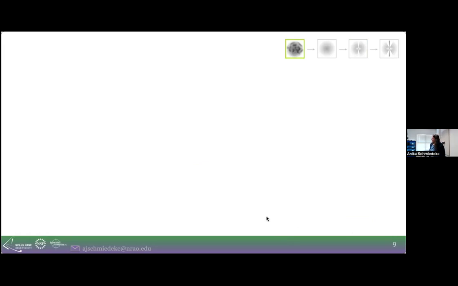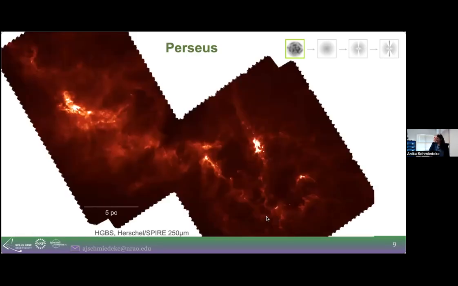Now let's jump a little bit in scales and go to the largest scales, to the molecular cloud scales. This is supposed to be Perseus, but it's not showing up. That's Perseus. This is one of the Herschel Space Observatory images. This is the 250 micron image. Very beautiful image that we got back with Herschel.